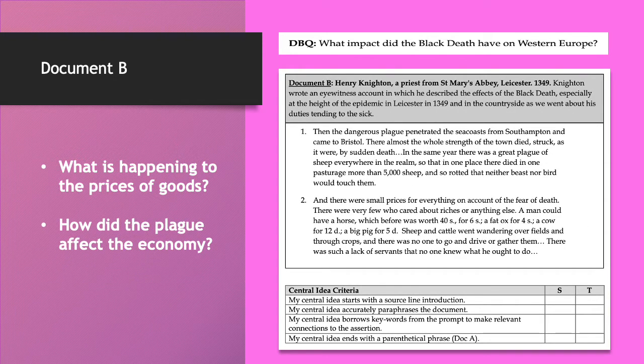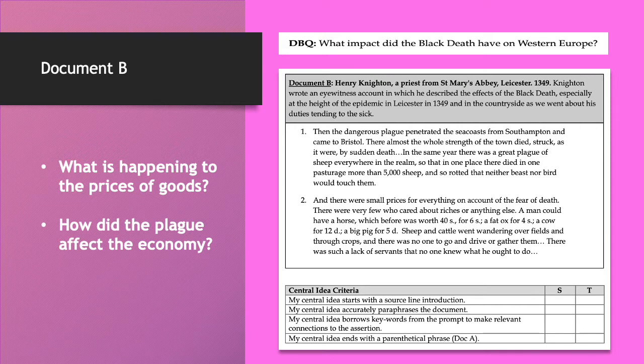All right, document B. This is from Henry Knighton, a priest from St. Mary's Abbey from Leicester in 1349, same year. Knighton wrote an eyewitness account in which he described the effects of the Black Death, especially at the height of the epidemic in Leicester in 1349 and in the countryside as he went about his duties tending to the sick. Document B reads like this.